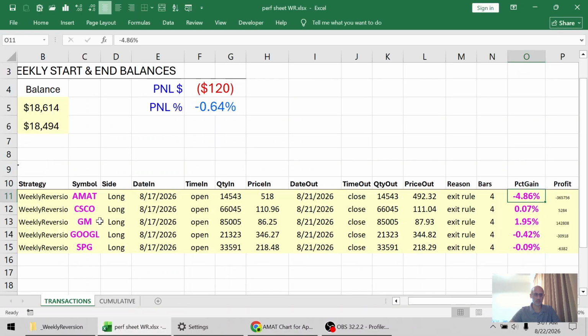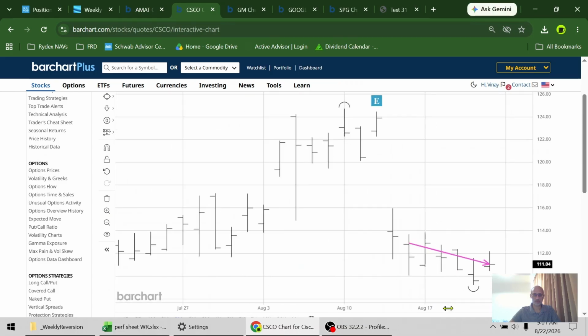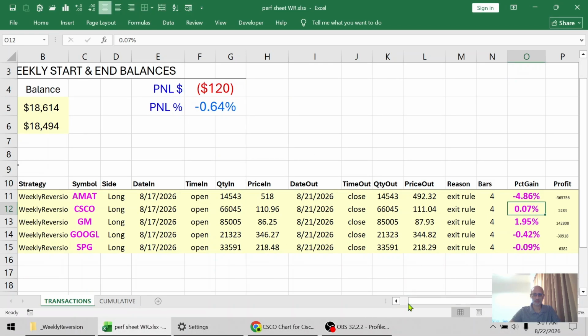The next trade was Cisco. That one was up 0.07%. And the Cisco trade looked like this. There was a pretty huge sell-off the prior week after earnings. So this was the entry point here, actually. So we got in here and we got out here on Friday. And that was up 0.07.